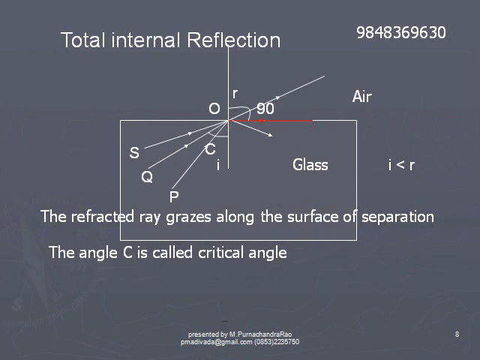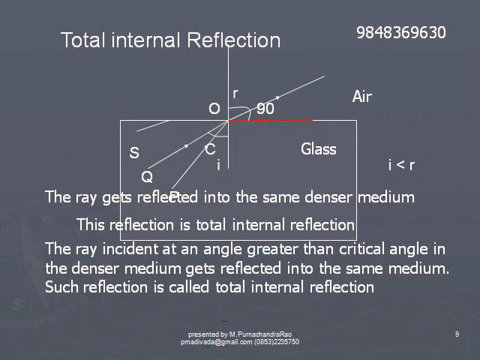The ray SO is making an angle greater than this critical angle C. Then it will travel back into the denser medium after reflection at the surface of separation. So a ray which is incident at an angle greater than the critical angle C will be reflected back into the denser medium. Such a reflection is known as total internal reflection.